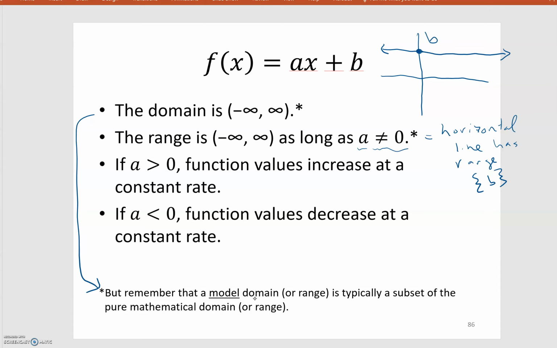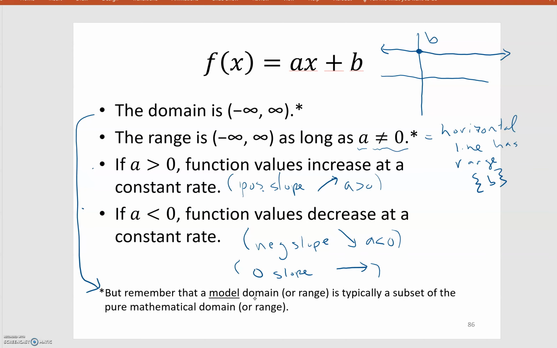Some other general characteristics of the slope are given in these last two bullet points. If we have a positive slope, then the line increases at a constant rate. If we have a negative slope, then the line decreases at a constant rate. So positive slope means the line goes up, a greater than 0. And negative slope, the line goes down, a less than 0. And then the other scenario is 0 slope. Then the line is horizontal.